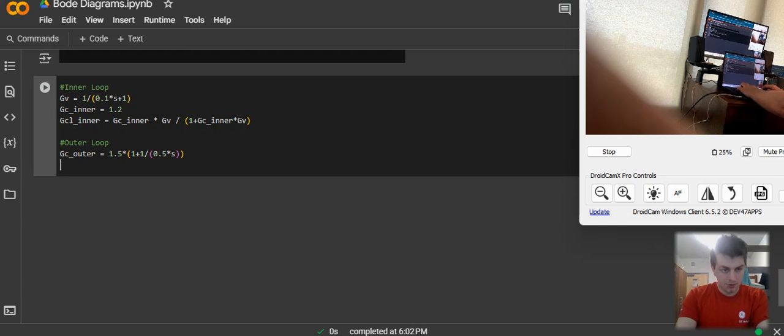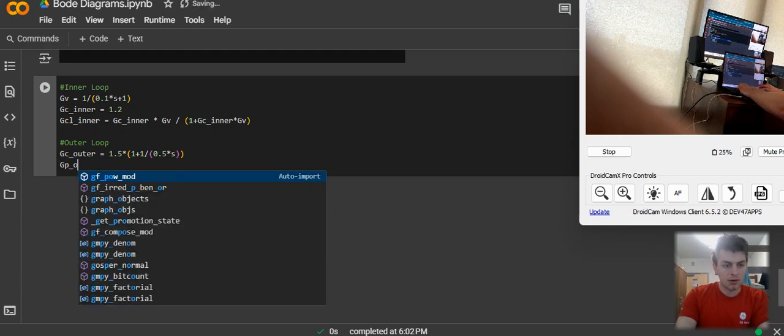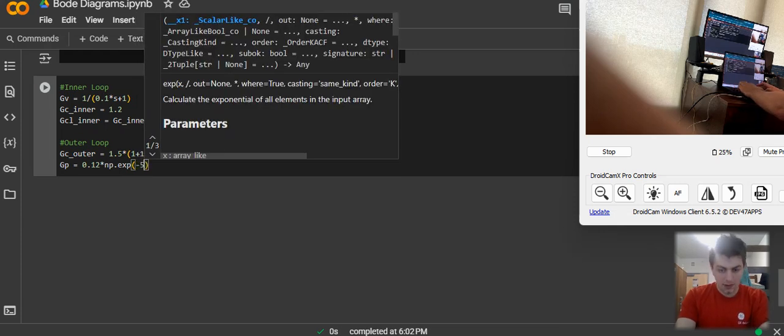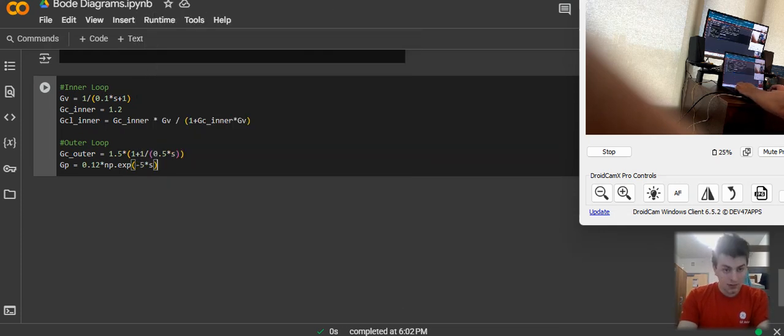our GP outer, well, we can just call it GP because we call it GP, is going to be just our process function here. So remember, this is the one with time lag in it. -5 times S divided by 12 times S plus 1.